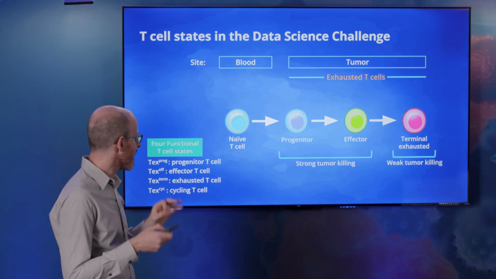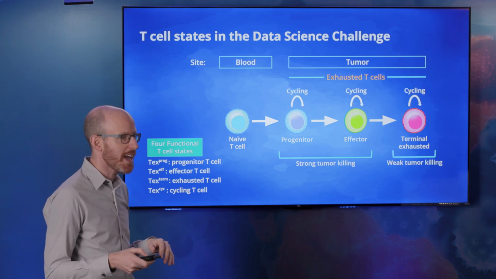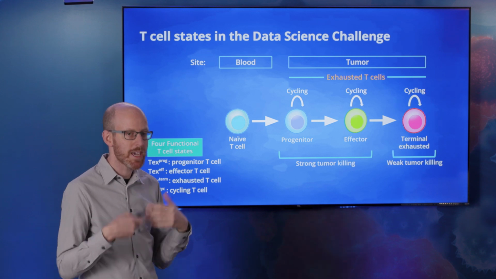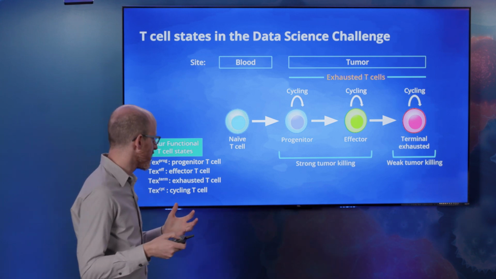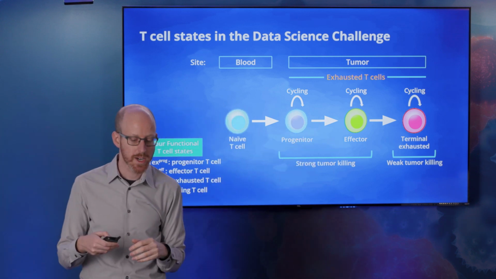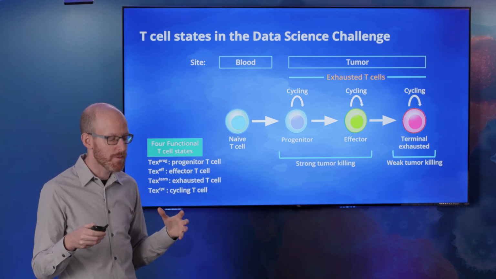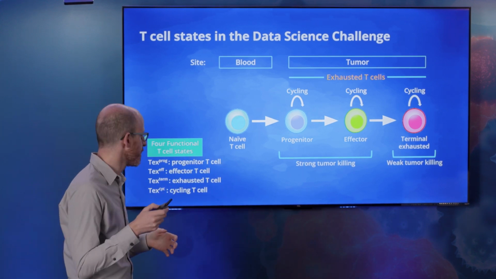And finally, there's a last state that the T cells can enter, which is the cycling state. And the cycling state is just the T cells entering the cell cycle and making more copies of themselves as they undergo cell division. So cycling is particularly good, especially for the effector T cells, because these are the ones that are going to go in and kill the cancer. And if you're making more of those effector T cells, it's like having a bigger weapon against the cancer.